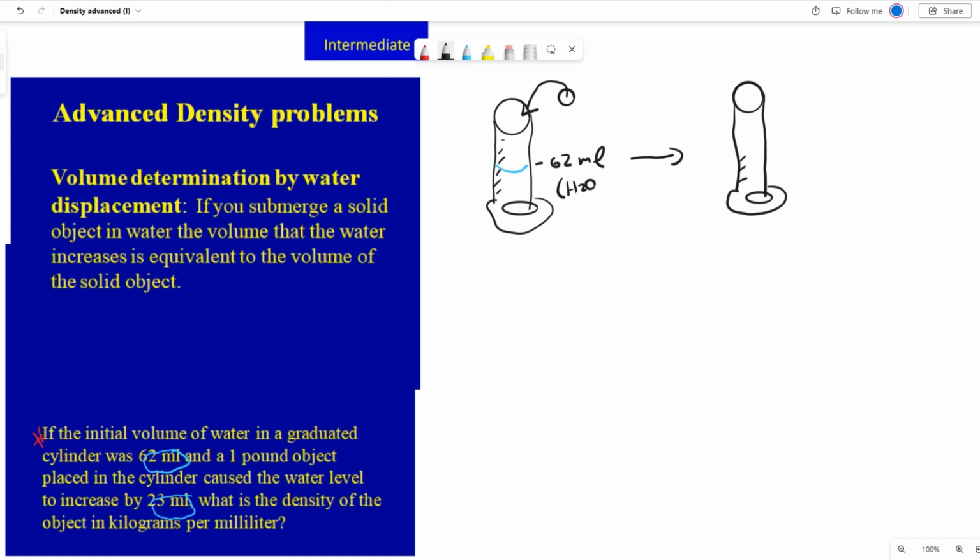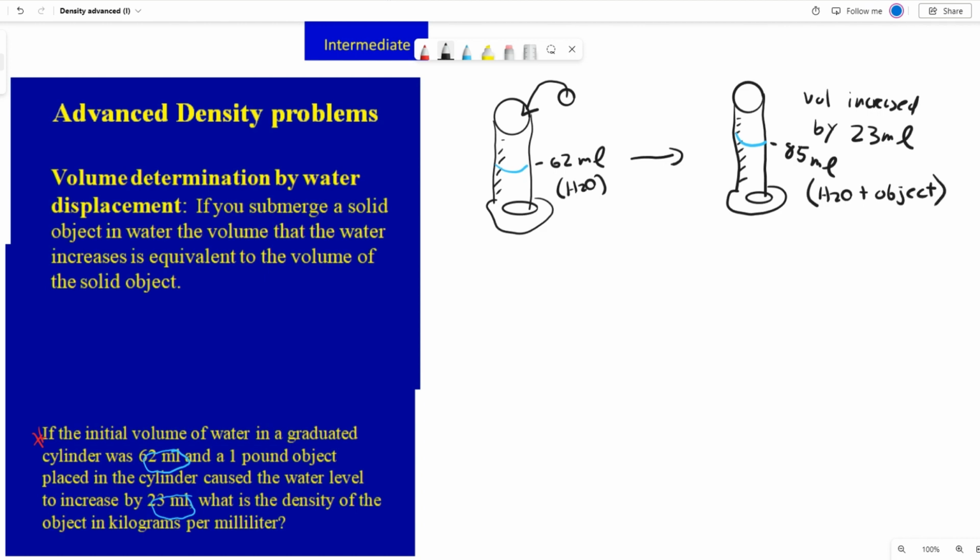The previous problem gave us the final volume. It told us what the volume was after you placed the object in. This one just says that the volume increased by 23 milliliters. Well, if the volume increased by 23 milliliters, then that means 62 plus 23 is what the new final volume is. So that would be 85 milliliters. And the 85 milliliters is the water plus the object.